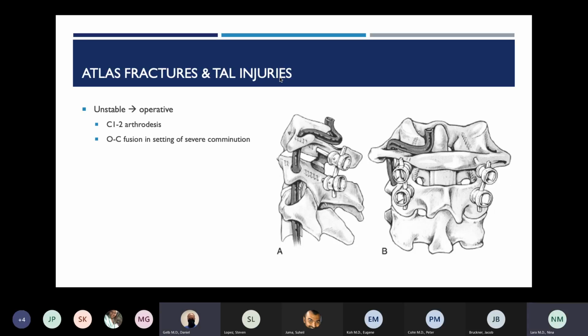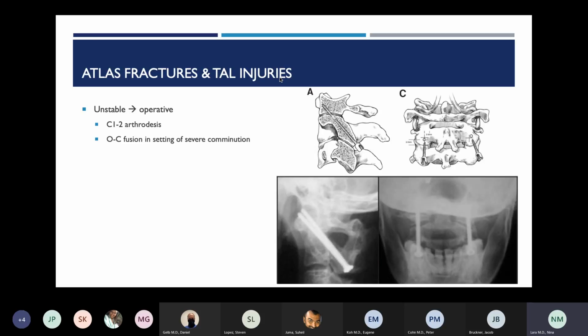Okay. All right. Thanks. So unstable is operative. Obviously, you can do a C1-C2 arthrodesis. You can use the Harms technique. You can use these transarticular screws.